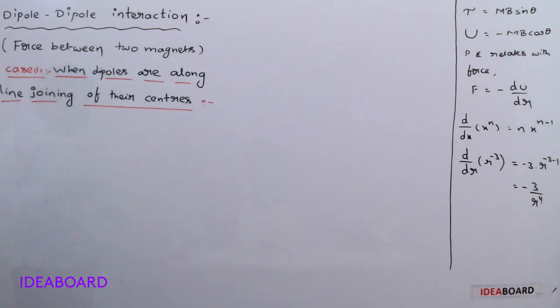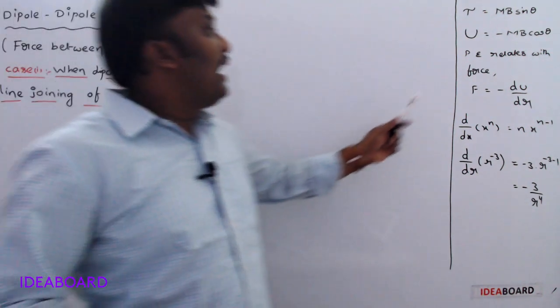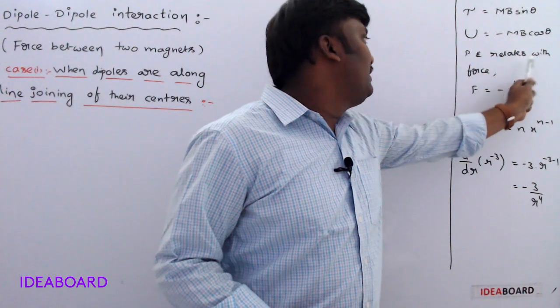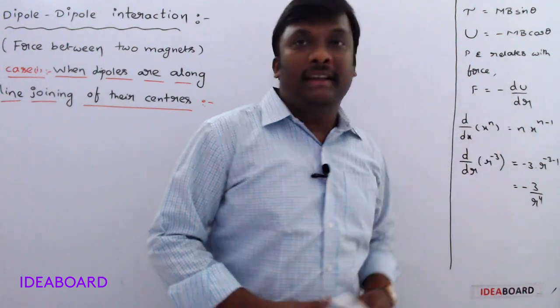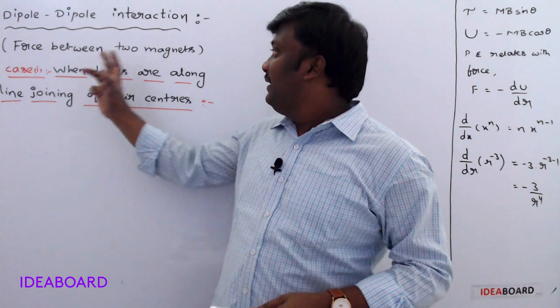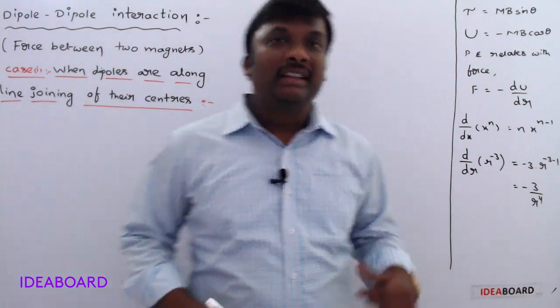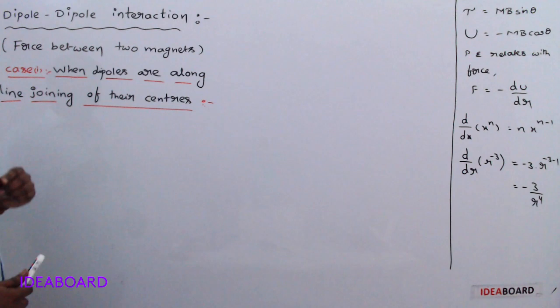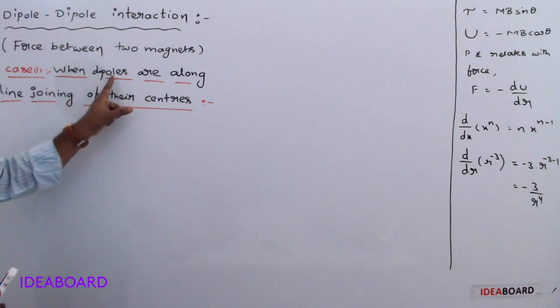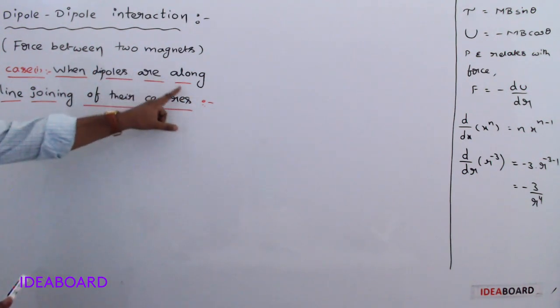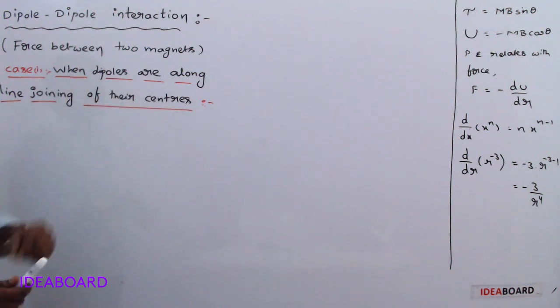So in dipole-dipole interaction, we learn that when one magnet is placed in the field of another magnet, the magnet has some potential energy, and by using the concept that potential energy relates with the force, F is equal to minus dU by dr, we can find the force between the two magnets. For that, let us check the first case. In the first case, the dipoles are along the line joining their centers.